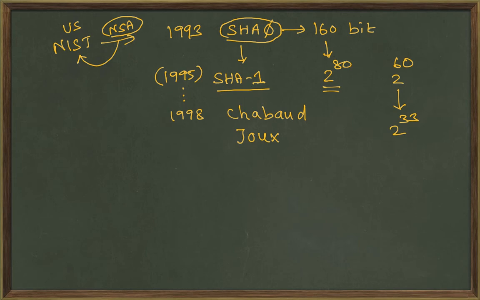I told you that the NSA themselves found the weakness in SHA-0 and within 2 years they silently introduced the SHA-1 algorithm, roughly around 1995. SHA-1 is almost similar to SHA-0. SHA-1 also produces an output of 160 bits. That means theoretically you can produce a collision using the birthday attack with 2 power 80 steps, right?